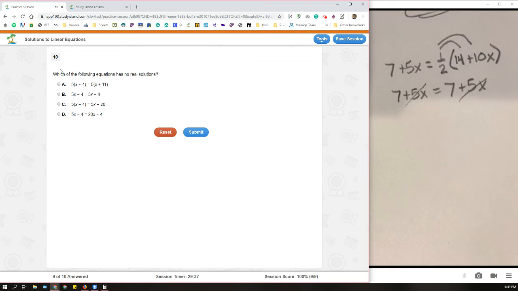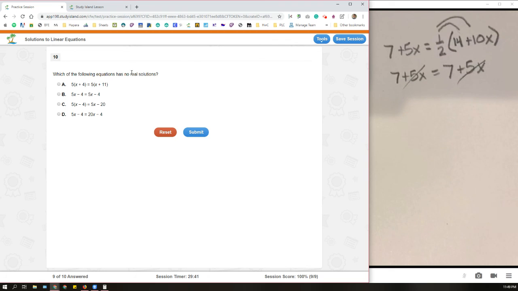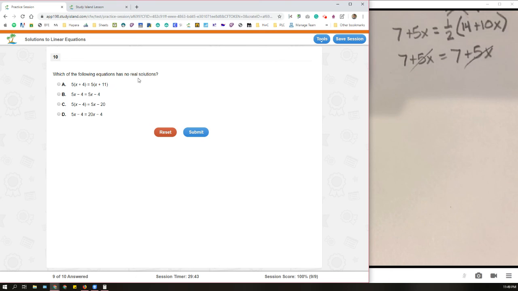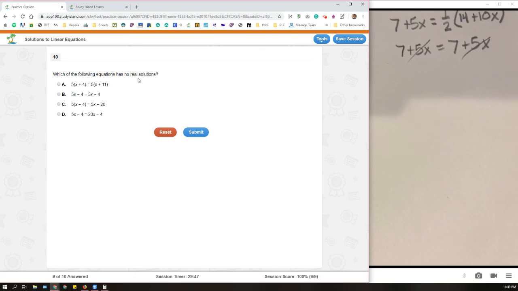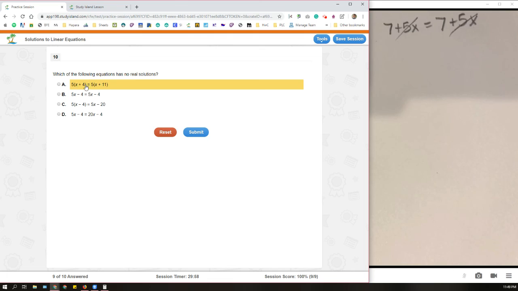And number 10, the last one that we're going to do for now. Which of the following equations has no real solutions? So we are looking for the equation that has no solutions. That's impossible. Remember, for that to be true, the variables on each side have to be the same and cancel each other out. But what's left has to be different. So let's go ahead and look at the first one.